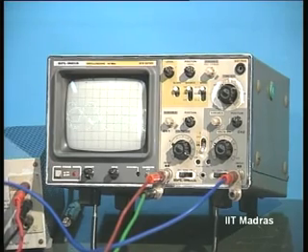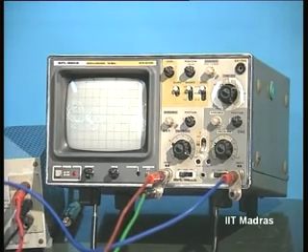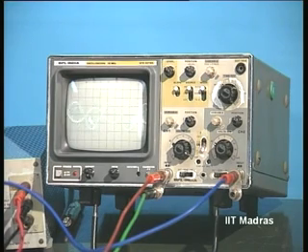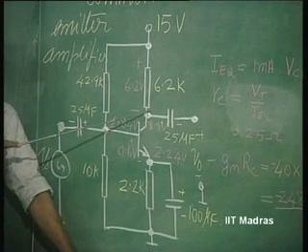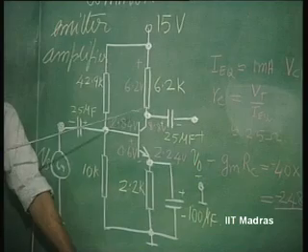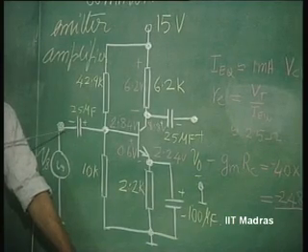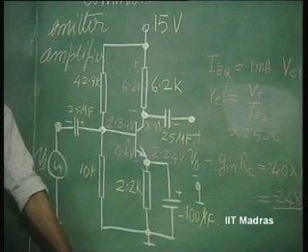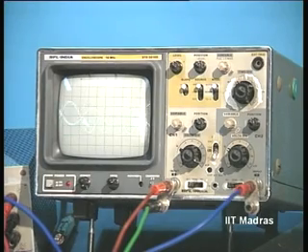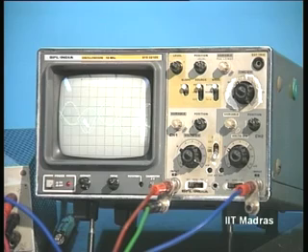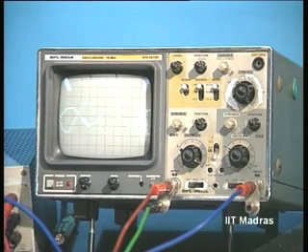You can see the output and input waveform, and there is a phase shift of 180 degrees. This is the output point, taken through the capacitor, and the input is here. These 2 waveforms are shown in the oscilloscope. You can see that there is a phase shift. When the voltage at the input is increasing, the output is decreasing.